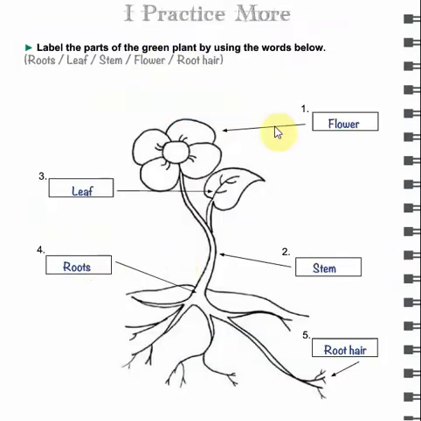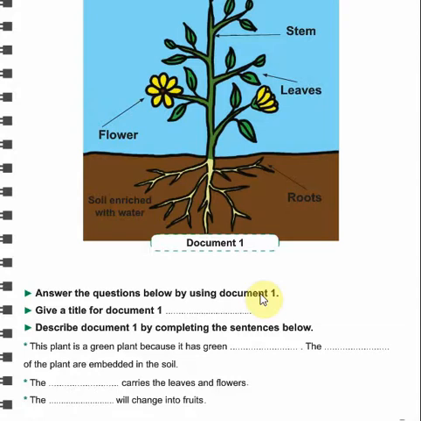The four main parts of a green plant are flower, stem, leaf, and roots. At the end of roots, we have many root hairs. Now let's evaluate ourselves together.